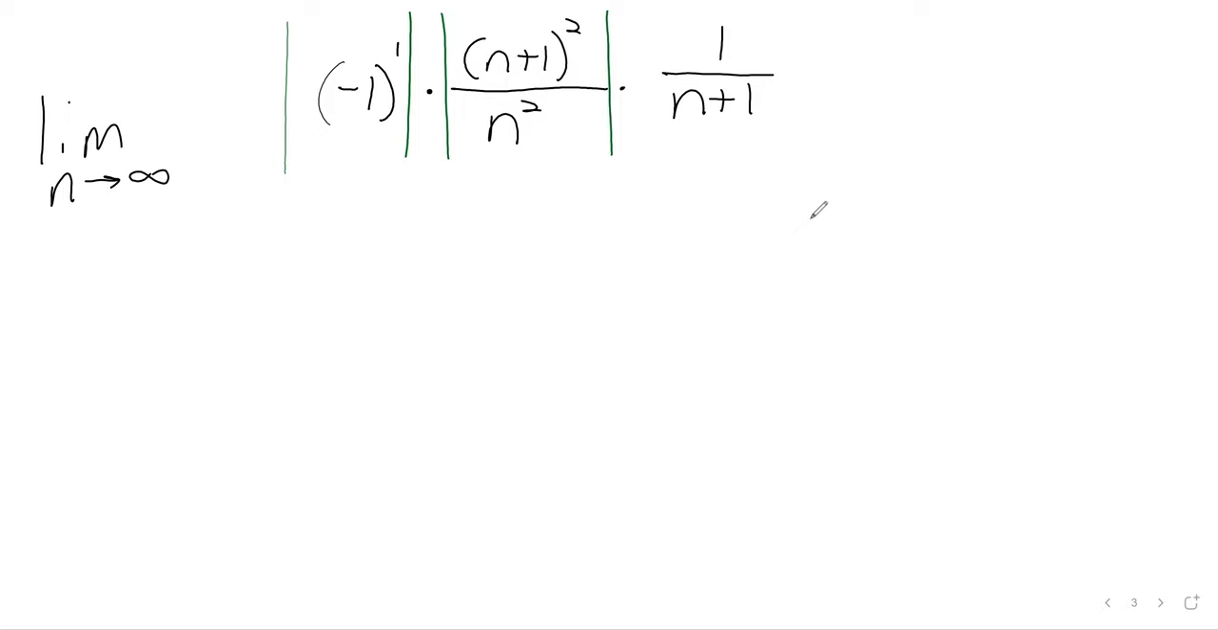The middle fraction, likewise. N plus 1 squared is positive. N squared is positive. Those middle absolute values aren't doing anything.